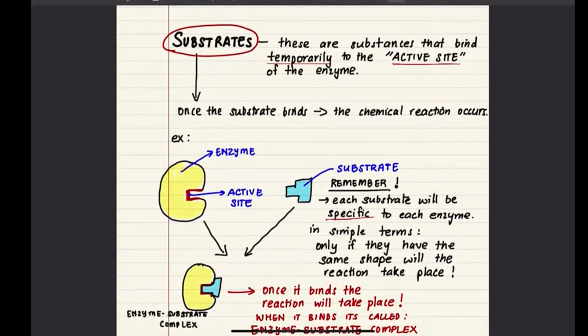So once it binds, that's how it looks over here. It's termed an enzyme substrate complex. And the enzyme substrate complex basically is the substrate binding into the active site of the enzyme, hence allowing the reaction to take place. All right, only if it binds will the reaction take place. So that's a bit about enzymes, substrates, and the enzyme substrate complex.